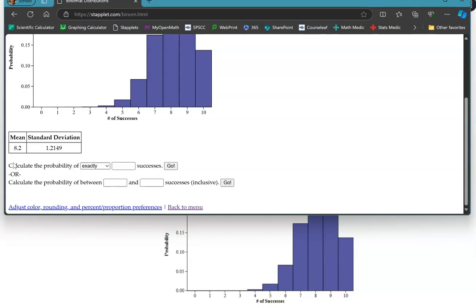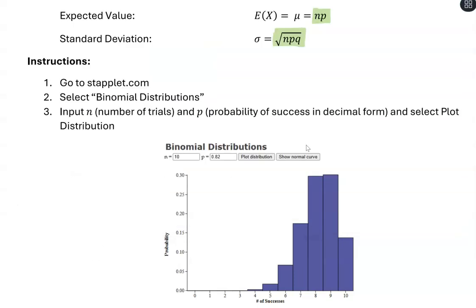So where you see "calculate the probability of" and then "exactly" has a drop-down option, and we're going to be able to match our wording to the scenario that we're looking for. Okay, so with that, let me just make sure I talked about all the pieces here.